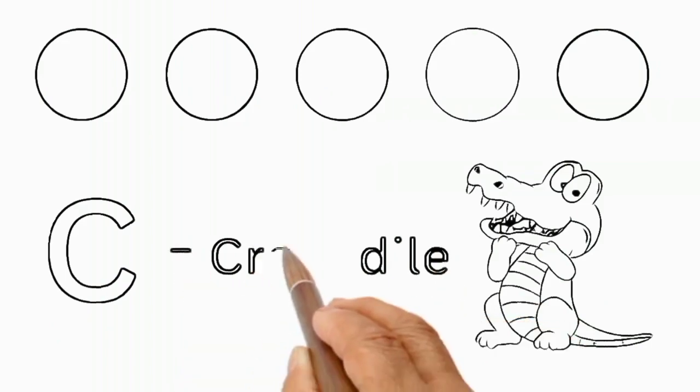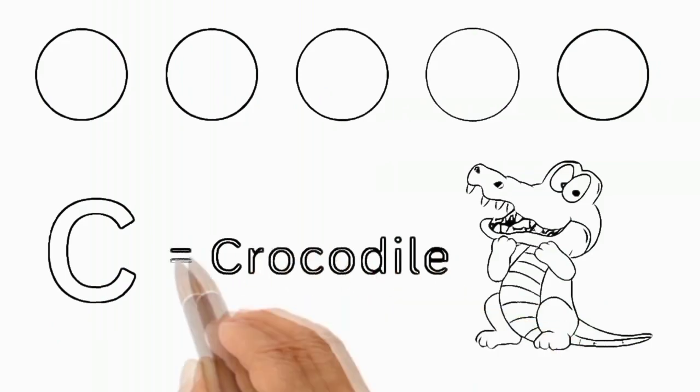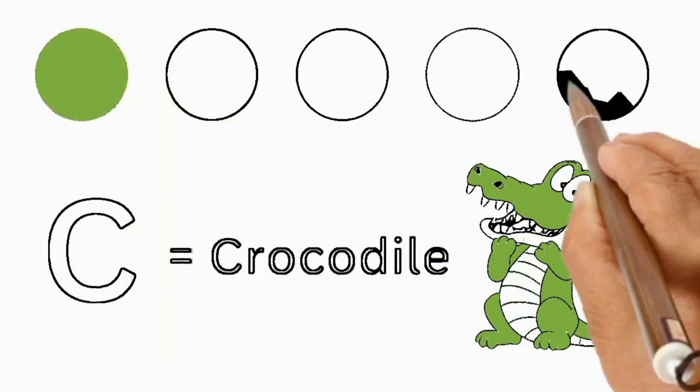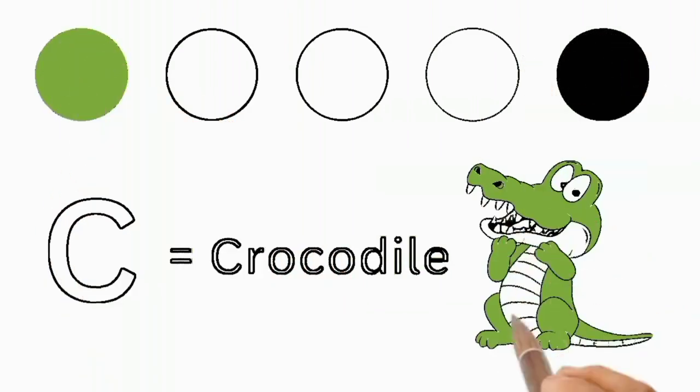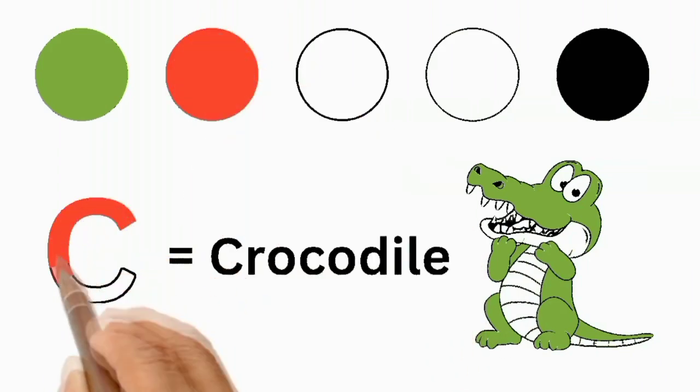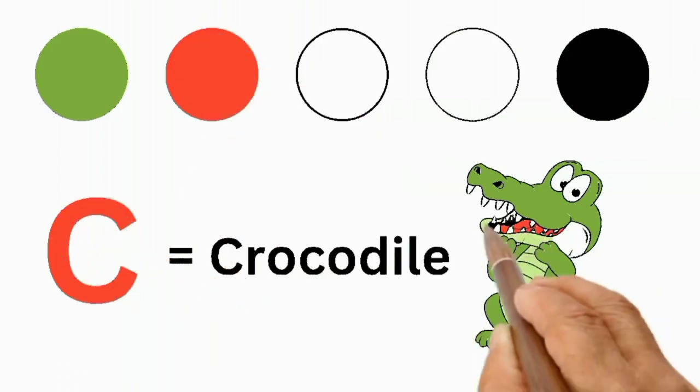C for crocodile. Crocodile. C, R, O, C, O, D, I, L, E. Crocodile. C for crocodile.